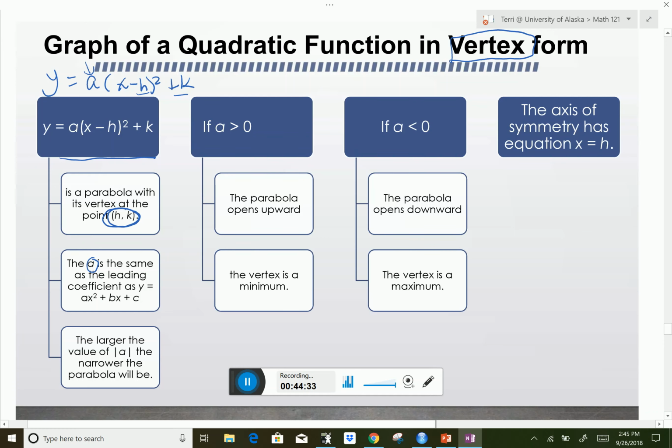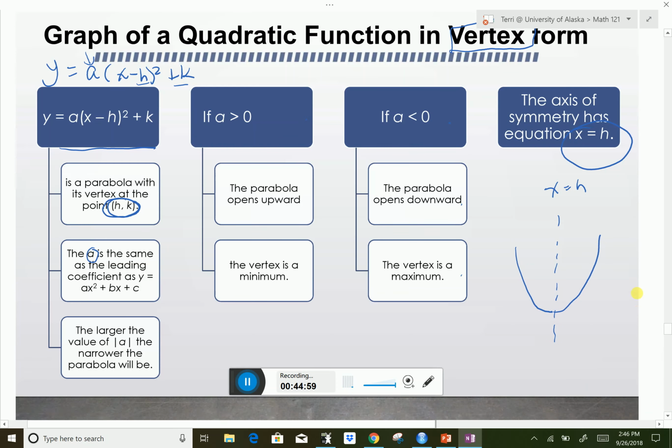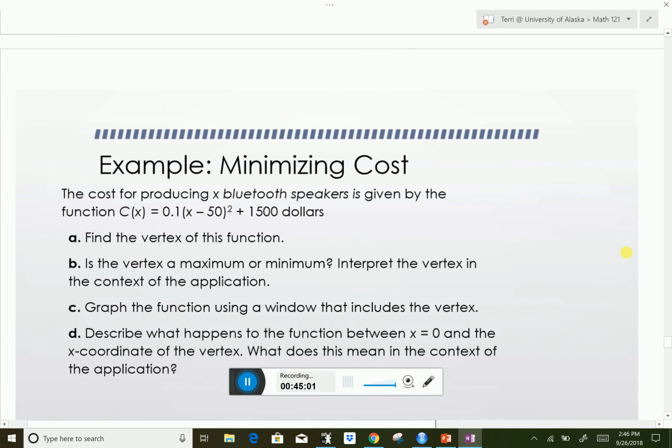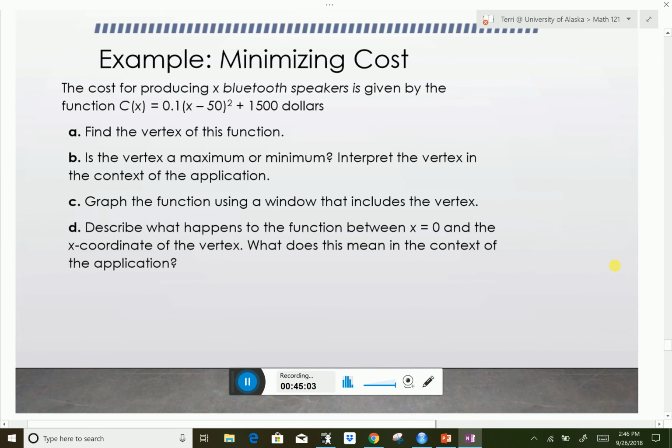And the larger the absolute value of a, the narrower the parabola will be, which we already know, because that's the same as the other a. Again, a greater than 0, parabola opens upward, vertex is a minimum. Less than 0, downward, vertex is a maximum. And we have symmetry in x equals h. So we have this. Okay.